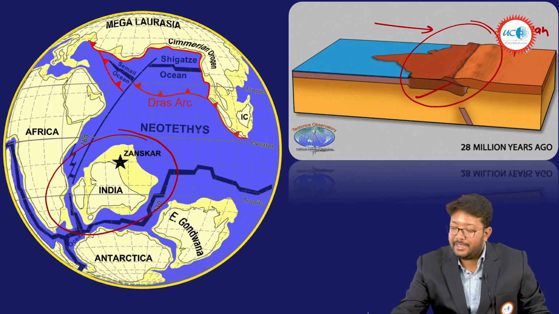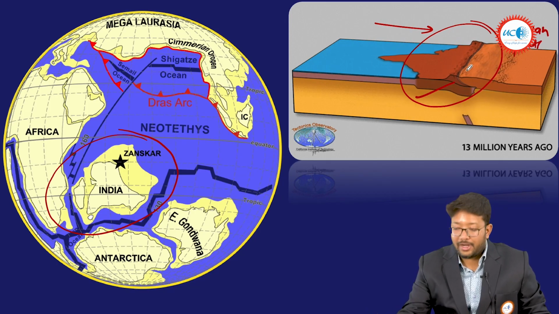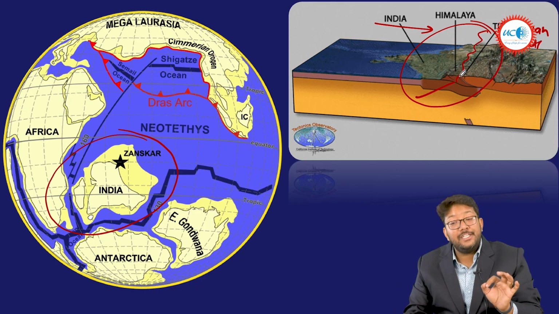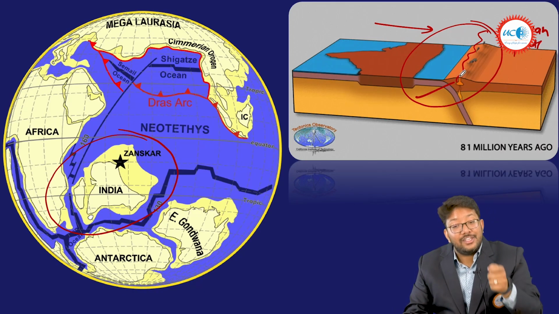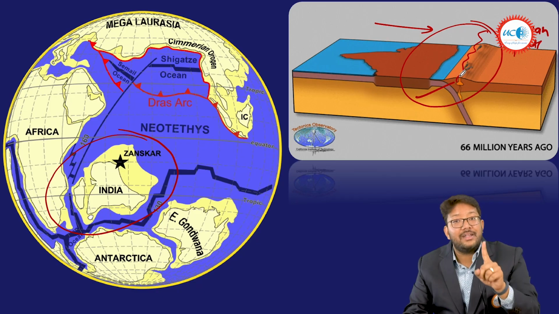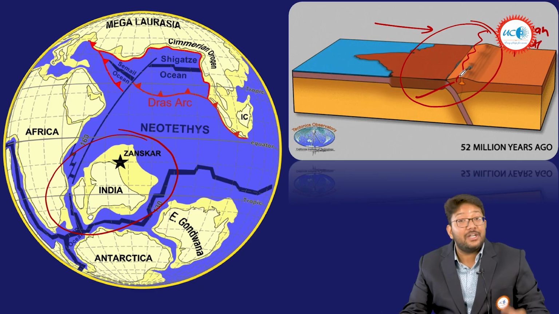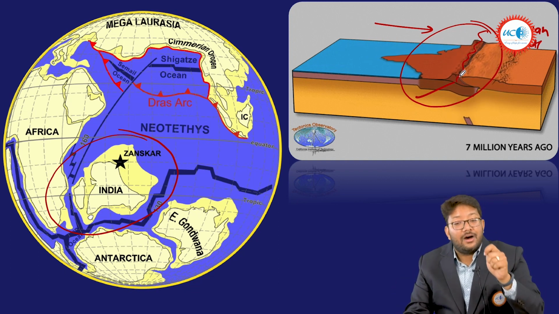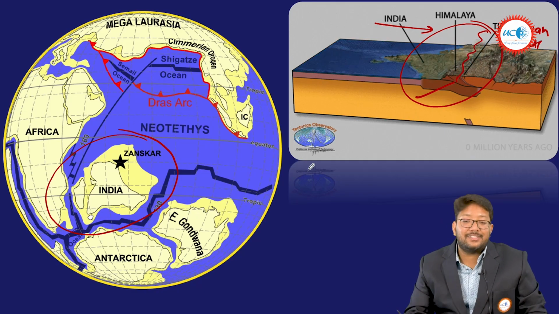Okay, the moment it collides, the Himalayas are formed here. And you will be surprised to know that the Himalayas are still rising by 1 centimeter per year. But how? Plate tectonics theory is not just a chapter, students. It's the reason Earth looks the way it is.